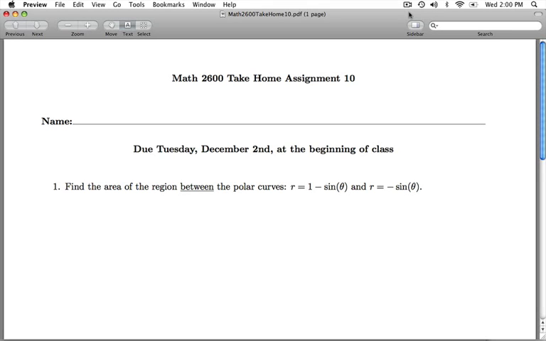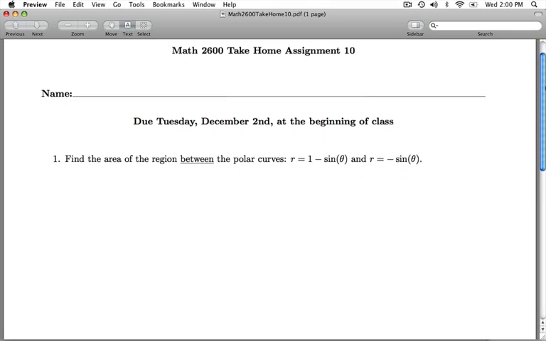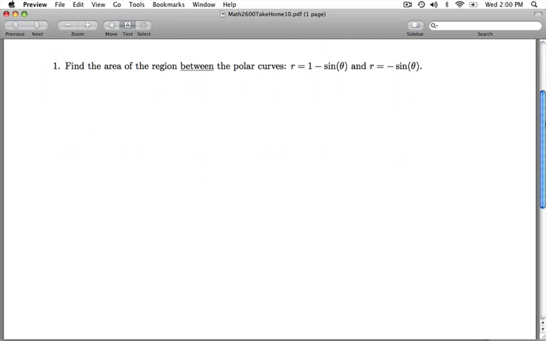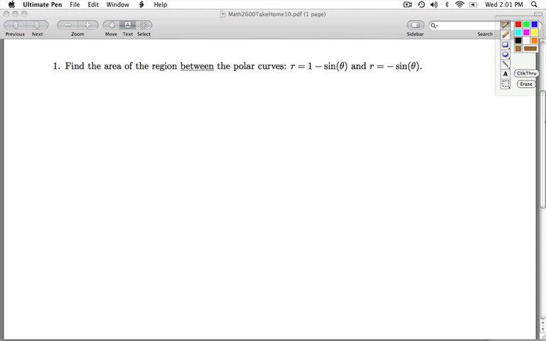Hi folks, this is Calc 2 Take Home 10. We're asked to find the area between these two polar curves. So the first thing we need to do is sketch a good picture of these two polar curves.